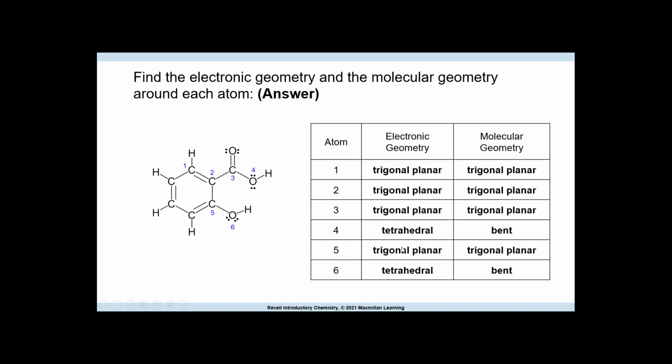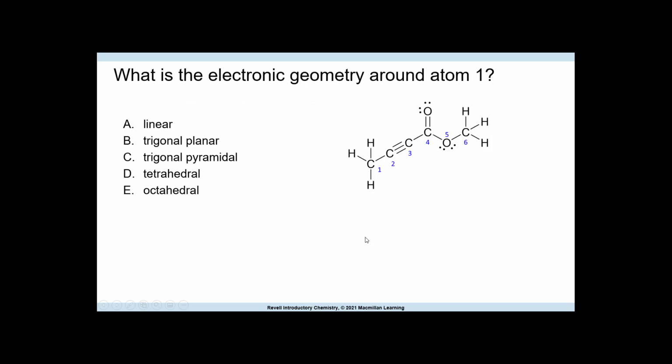5 is going to be 1, 2, 3, so it's going to be trigonal planar, because there's no lone pairs. And then 6 is going to be the same as this one, tetrahedral, and then bent, because we have 2 bonds and 2 lone pairs. So I put this up in between these so you can see.